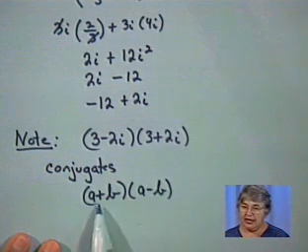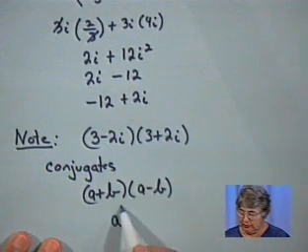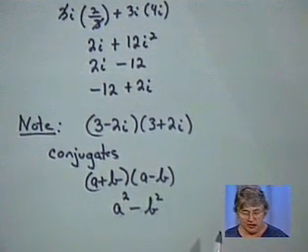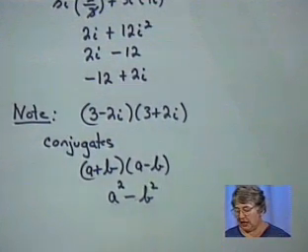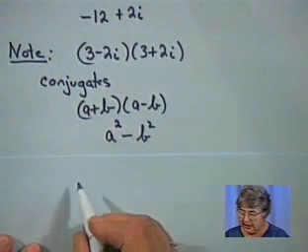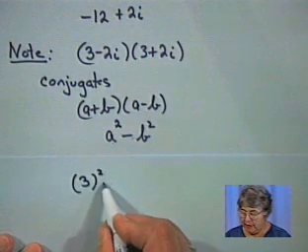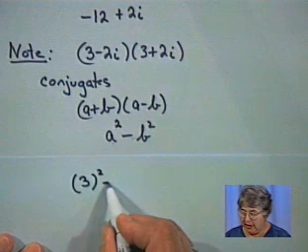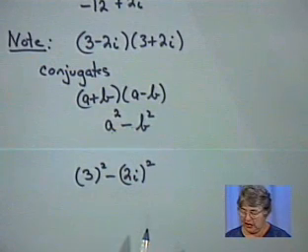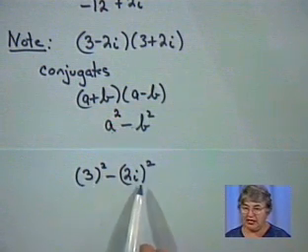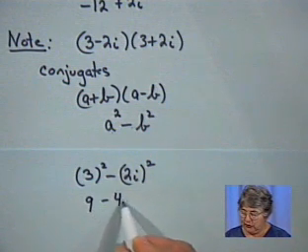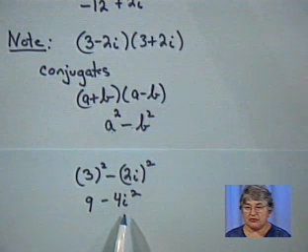And when you multiply a plus b times a minus b, you will end up with the square of the first number minus the square of the second number. Well, we'll use that procedure. Multiply then 3 minus 2i times 3 plus 2i, we should end up with the square of the first number minus the square of the second, and you end up with these two terms right here. So we end up with 9 minus 4i squared. Once again, the i squared is minus 1.